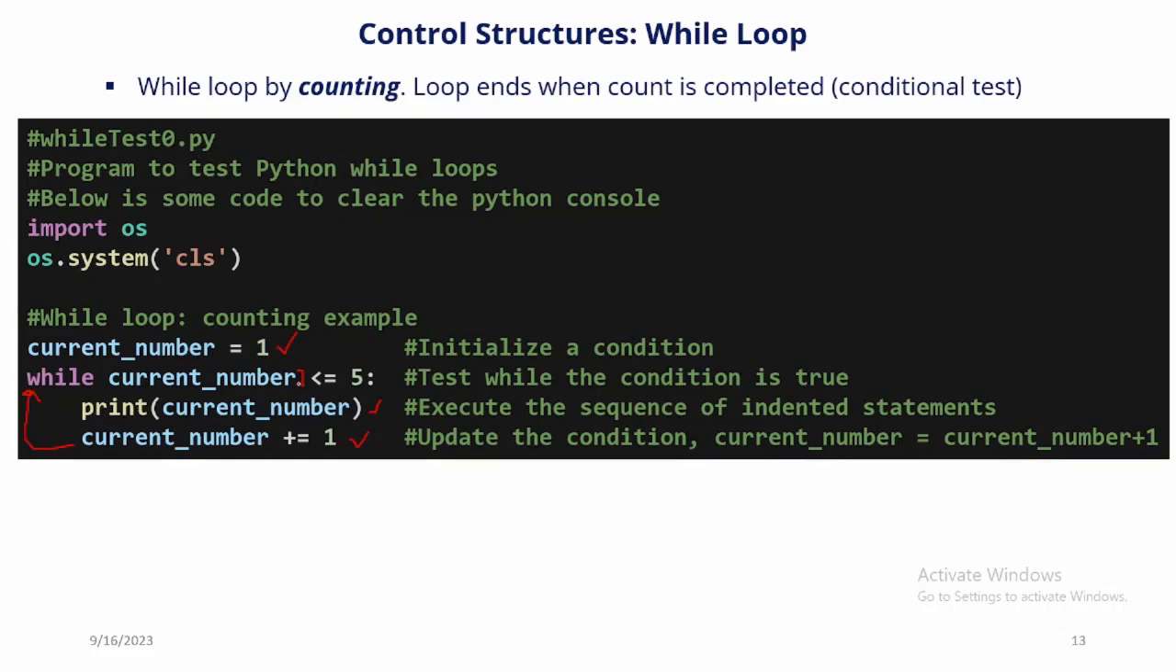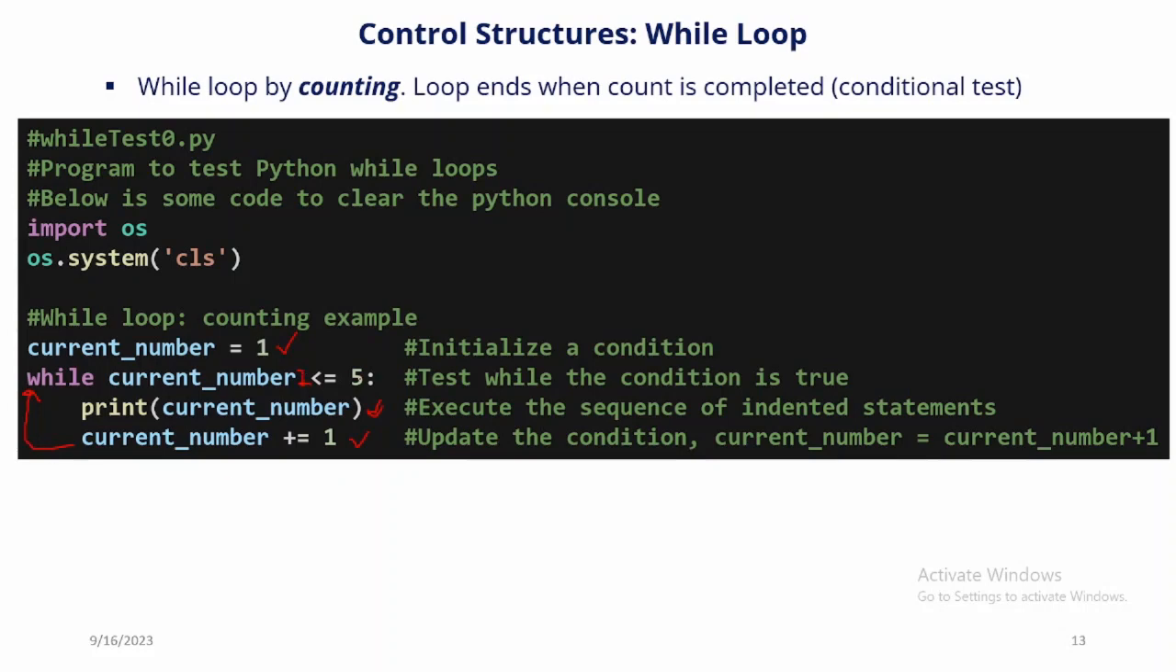So it goes back again to perform the test the second time. The second time current number is 2. Is 2 less than or equal to 5? Yes. Print current number again. Increment current number, it becomes 3. Go back to the top. Is 3 less than or equal to 5? Yes. In the same way, next time it becomes 4.